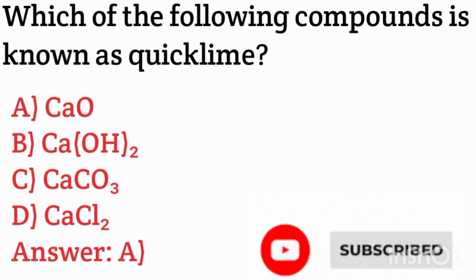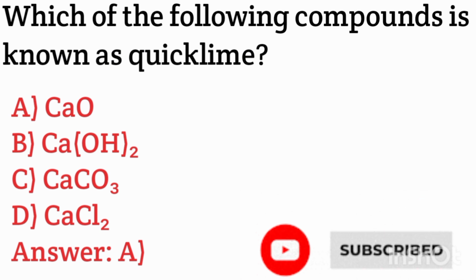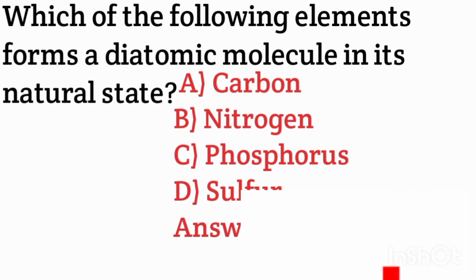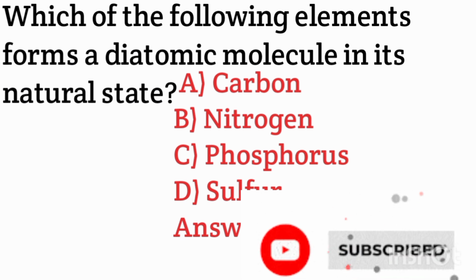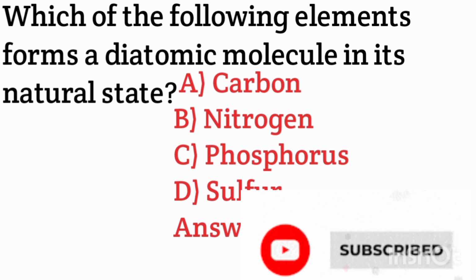Which of the following compound is known as quicklime? CaO. Option number A is correct. Which of the following element forms a diatomic molecule in its natural state? Nitrogen. Option number B is correct.